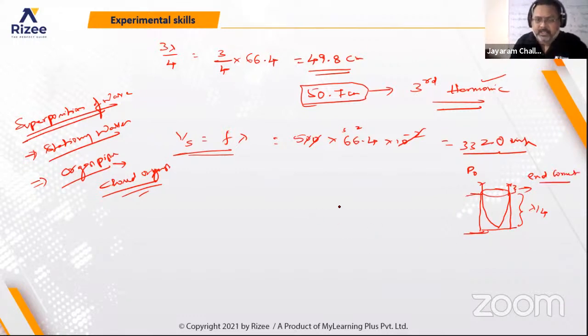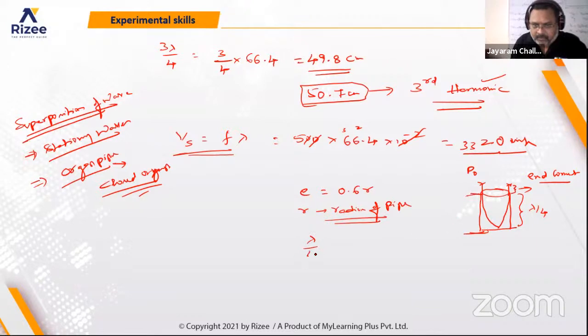So this end correction is represented by E. It is 0.6 times R, where R is the radius of the pipe. Okay, so if I take the total length as lambda by 4, then it will be the length plus end correction. We need to substitute like this.